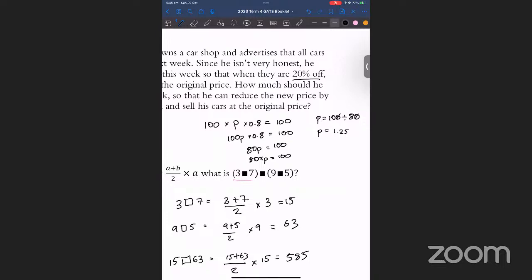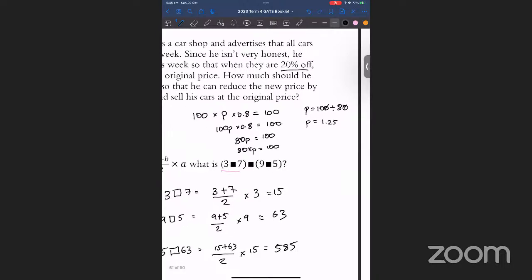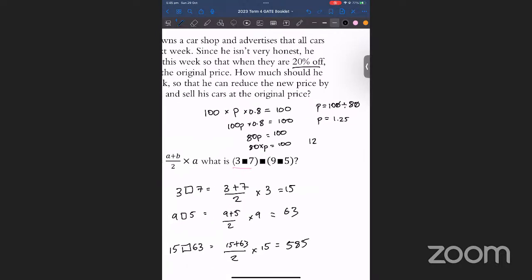Now, 1.25 is the same as what percentage? So remember earlier we said 120% is 1.2, 80% is 0.8, and 100% was equal to 1. So what is 1.25 the same as?